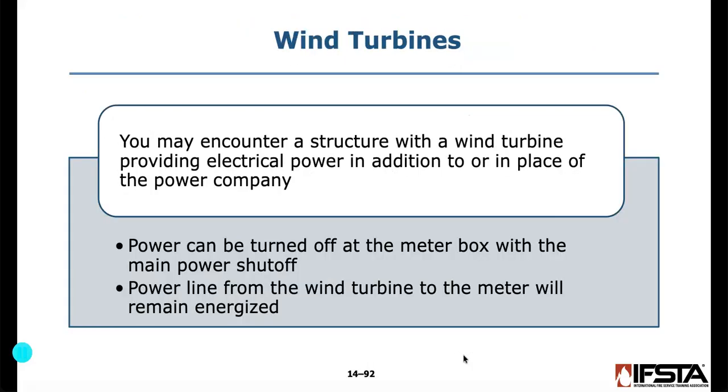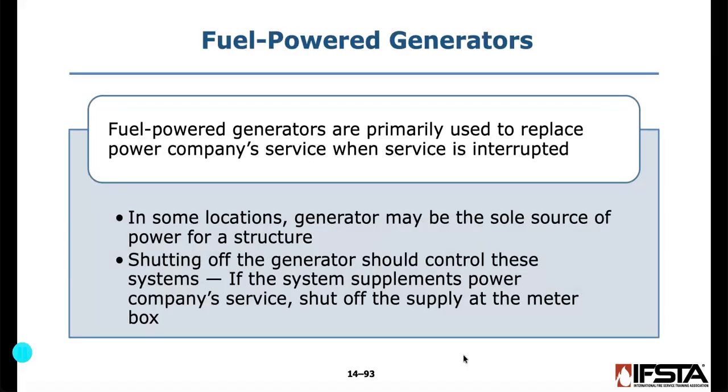Wind turbines don't really have those. You may encounter a structure with a wind turbine providing electrical power. As you go towards Palm Springs, you see a lot of those, in addition to or in place of the power company. Power can be turned off at the meter box with the main power shut off. The power line from the wind turbine to the meter will remain energized. So remember that, right? Anytime something's going to remain energized, you need to understand that.